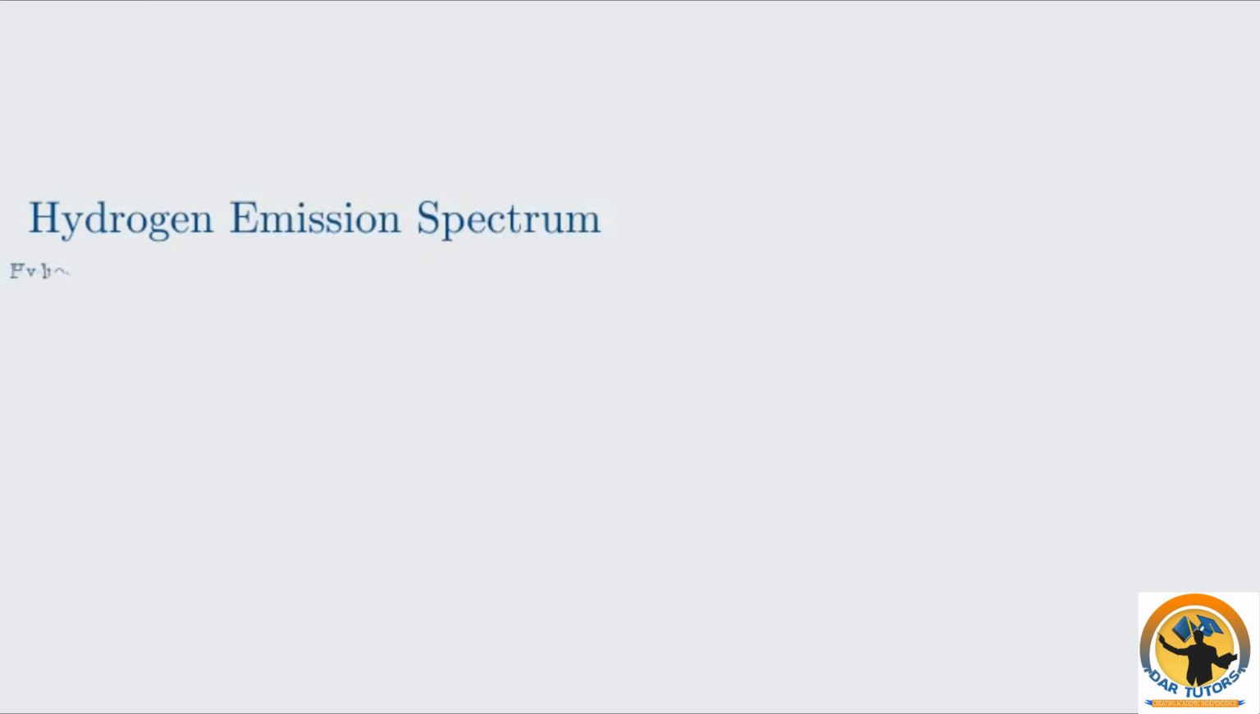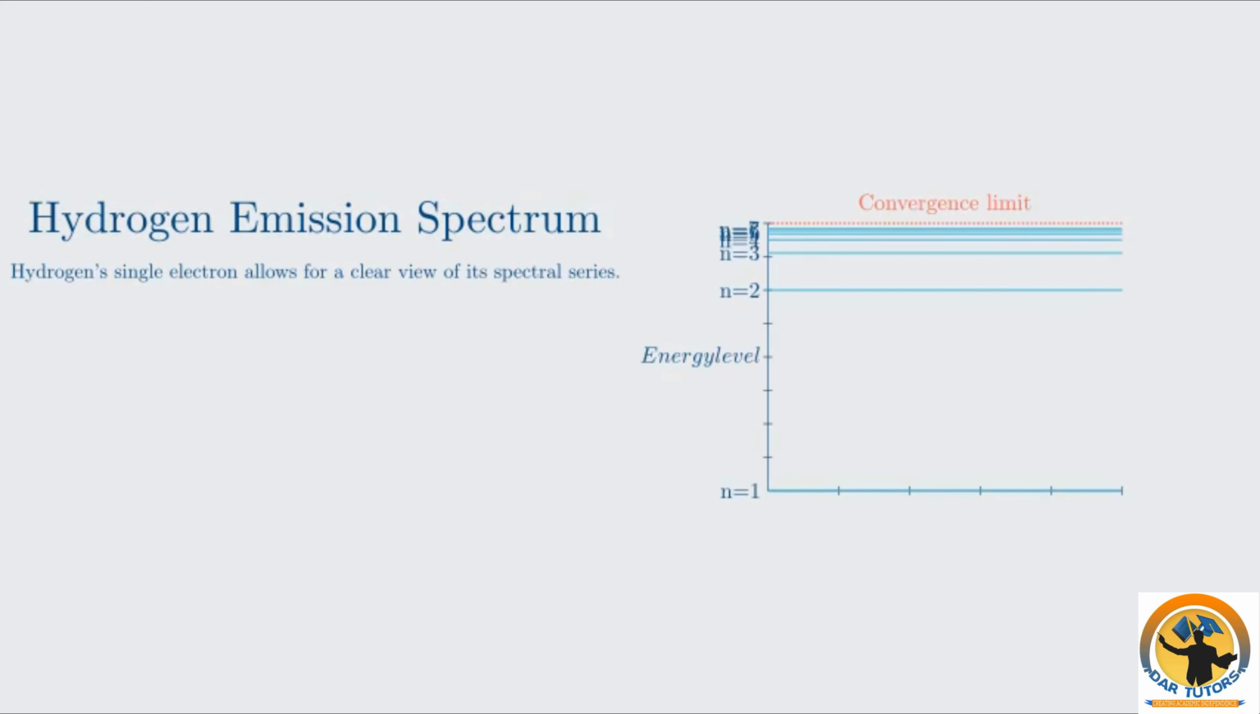The emission spectrum of hydrogen is especially simple and important because it only has one electron. This allows us to clearly see the different spectral series, each corresponding to transitions to a specific final energy level. Here we see a simplified energy level diagram for hydrogen.